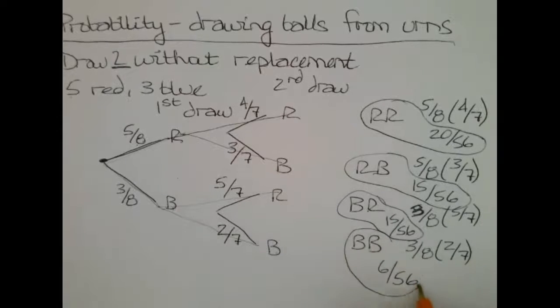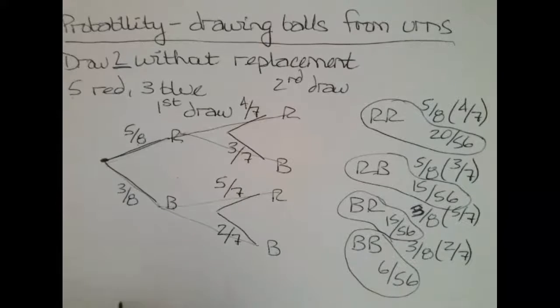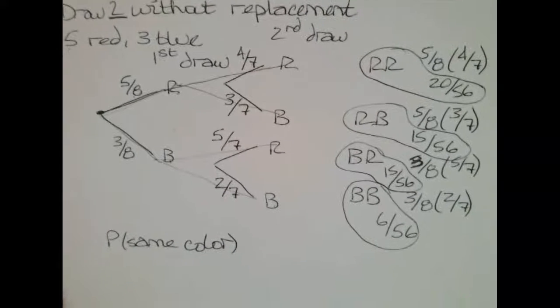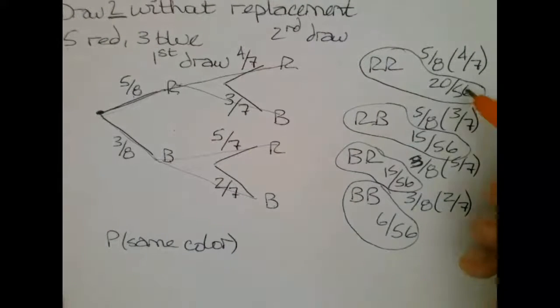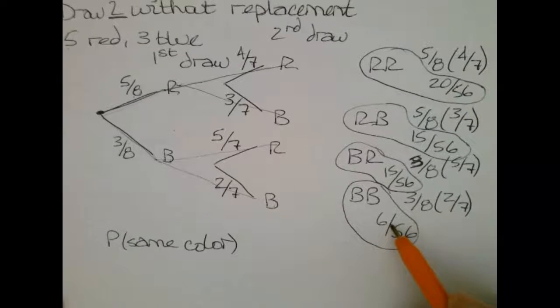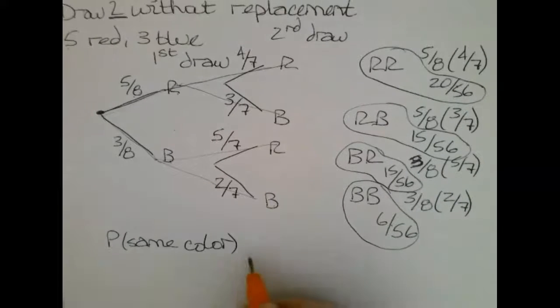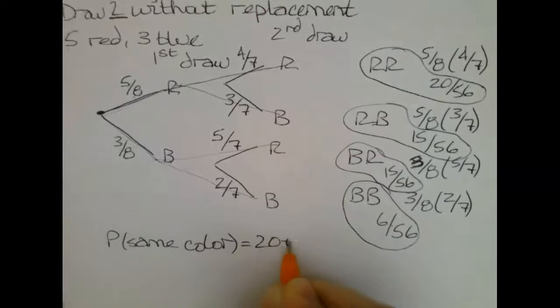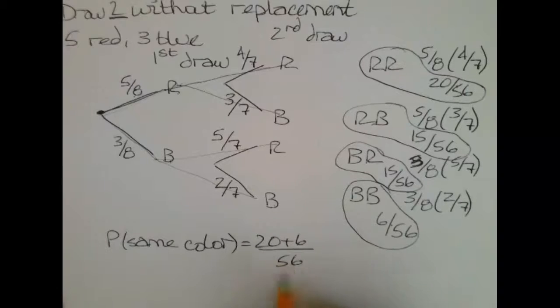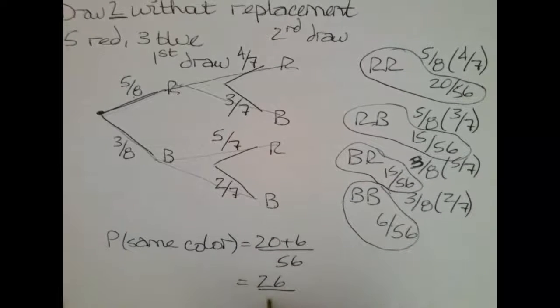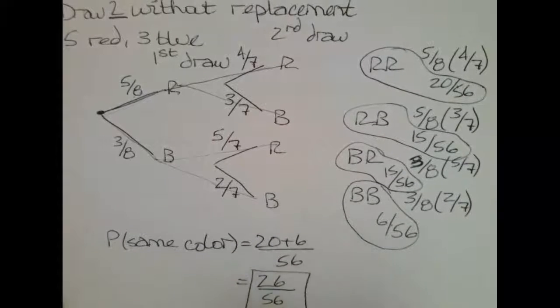So then you can ask variations on this theme. What's the probability that they're both the same, or both the same color? Well, that's either both red or both blue. So I'm going to add those two together. 20 plus 6. And so on.